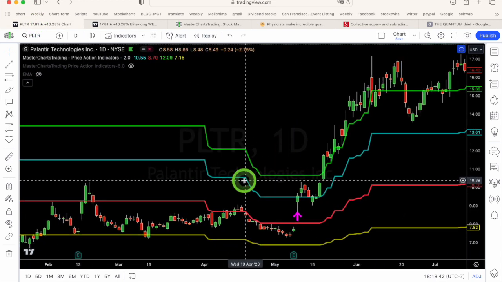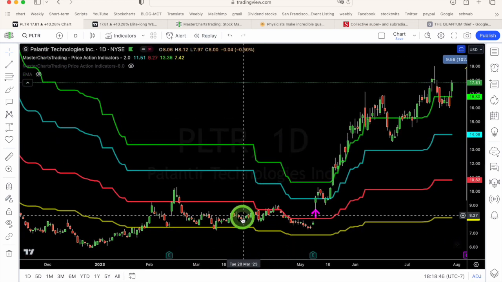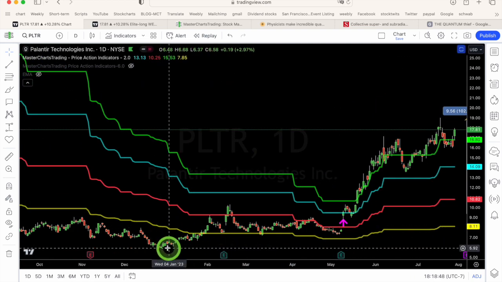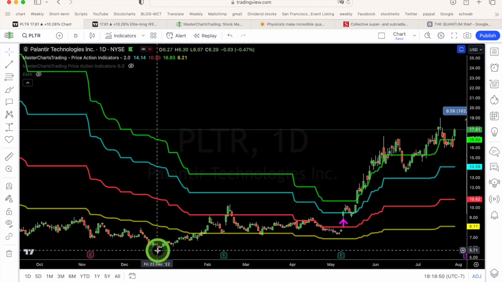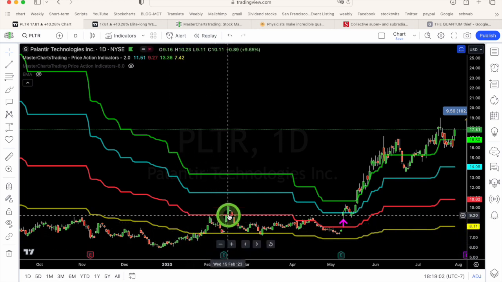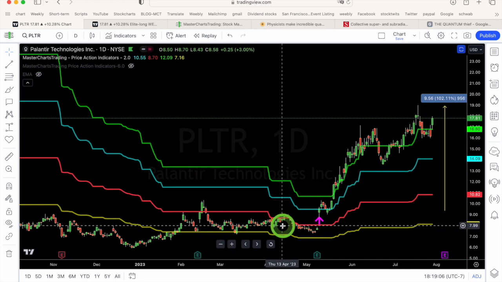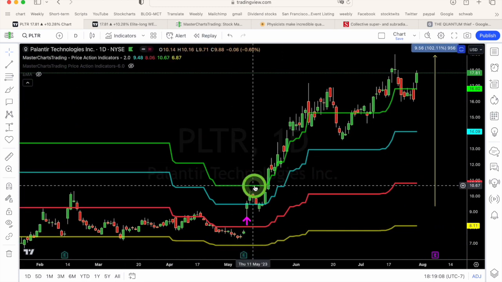So Palantir Technologies, nobody really cared about it, but right there, this is the all-time low that occurred here in December of 2022. Nobody really cared about this company's stock, Palantir. Something again started to happen. The stock started to move higher. There's a breakout above the red line, and then there's the breakout above the blue line.